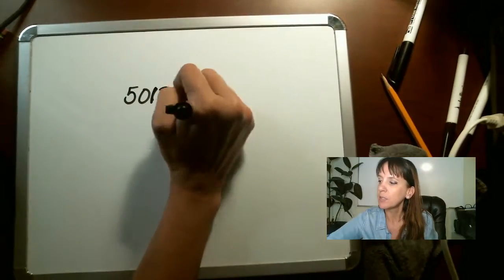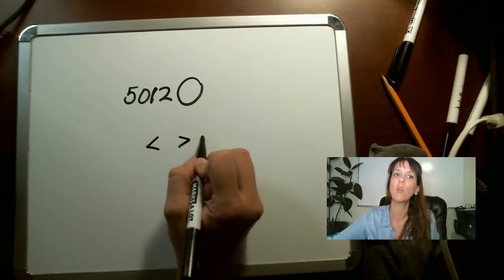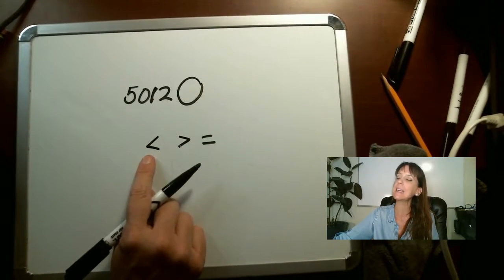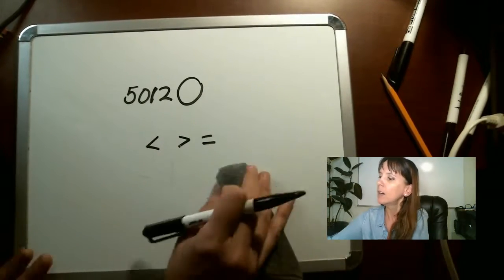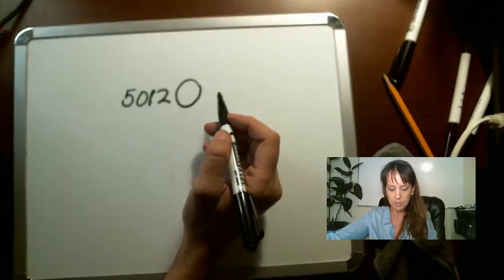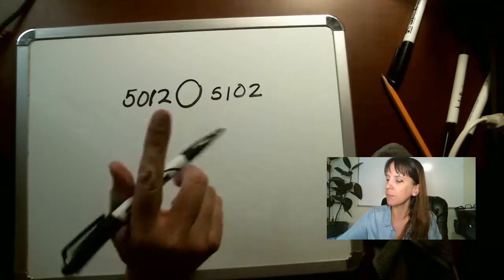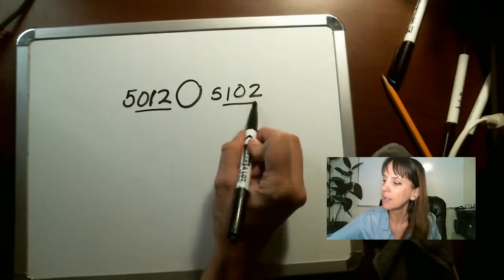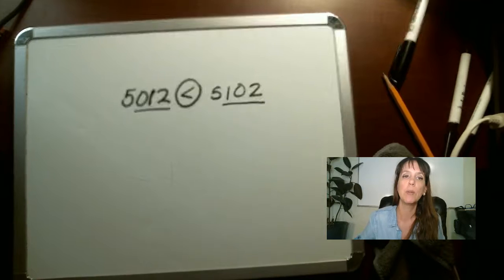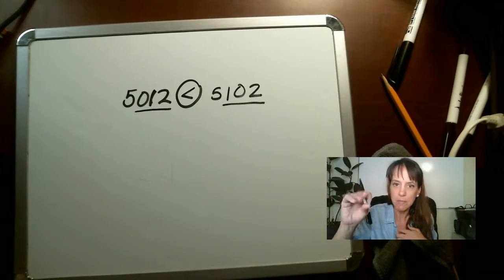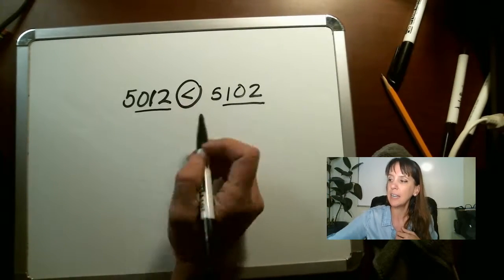So taking a look then at number 2, we have 5,012, and we're going to compare. Whenever you see a circle like that, we're looking for a less than, greater than, or equal sign. And just a reminder, the less than symbol looks like an L for less than. That's how I remember it. So 5,012 and 5,102. Since these numbers are the same, we're really wanting to compare these 3 digits, and 102 is greater than 12. The alligator is going to open to the larger number. We want to eat that. So 5,012 is less than, because that looks like an L, 5,102.